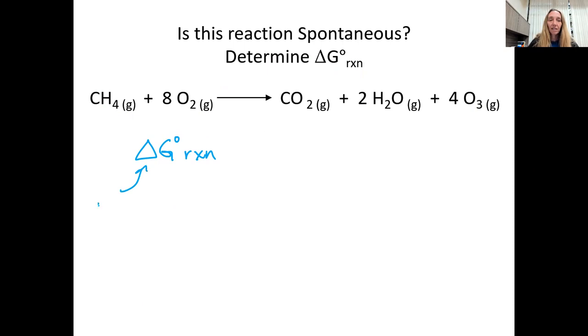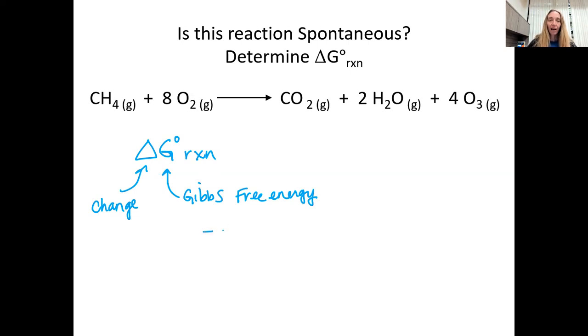The delta means change. So this is the change of the process that happens between the reactants and the products. The G stands for Gibbs free energy. This value tells us whether things are spontaneous or not spontaneous, taking into consideration all the different thermodynamic properties: delta H, delta S, and also temperature.